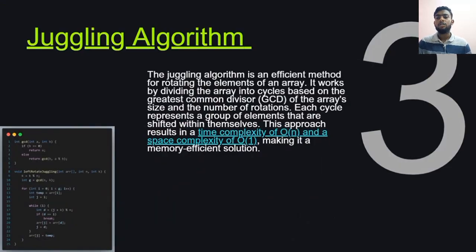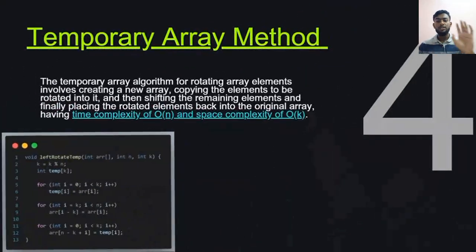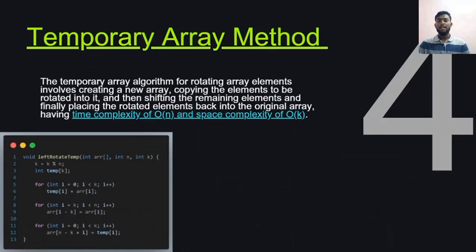This is the juggling algorithm. The juggling algorithm basically uses GCD. The logic of GCD is being used in the juggling algorithm. And the last one is the temporary array method.